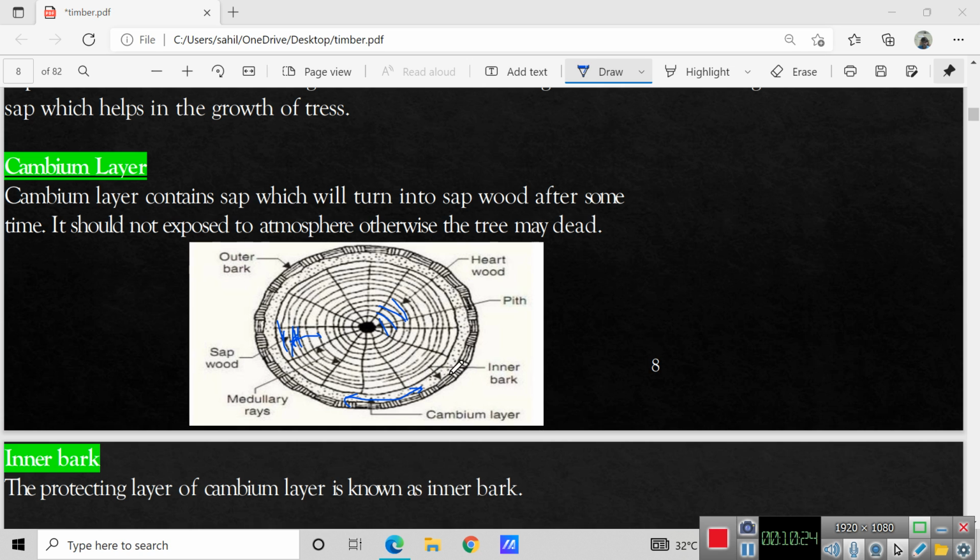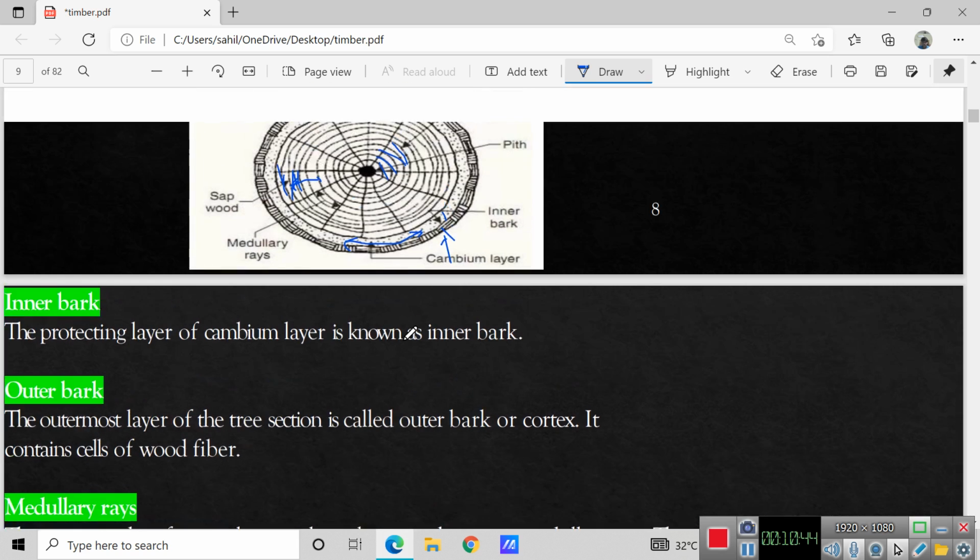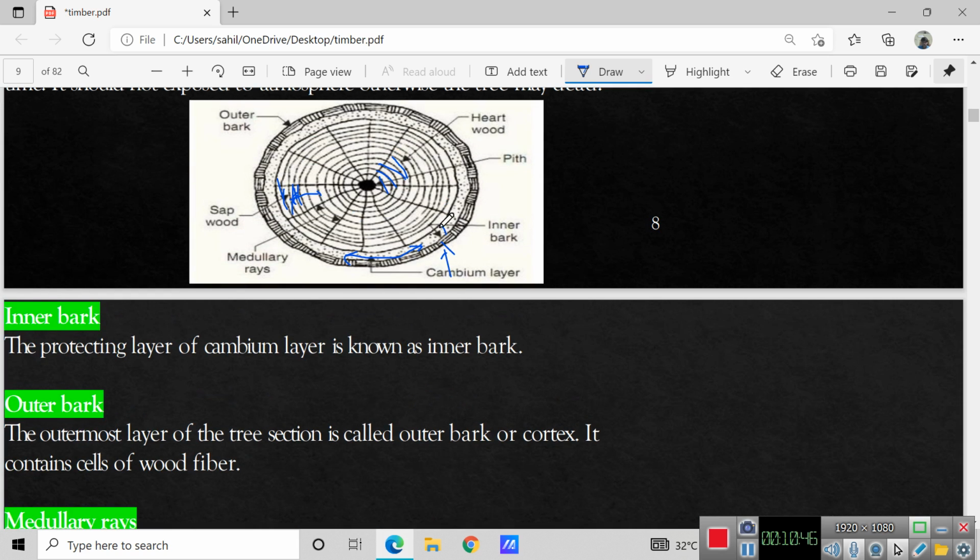Now the bark of a tree is of certain thickness, therefore it is divided into two parts, that is inner bark and outer bark. The function of the inner bark is to protect the cambium layer, as cambium layer is a very sensitive layer. If exposed to atmosphere, the tree may die. So it is very significant for trees. Now the outer bark, the outermost layer of the tree section, is called outer bark or cortex. For some trees, the outer bark is also known as cortex. It contains cells of wood fiber.